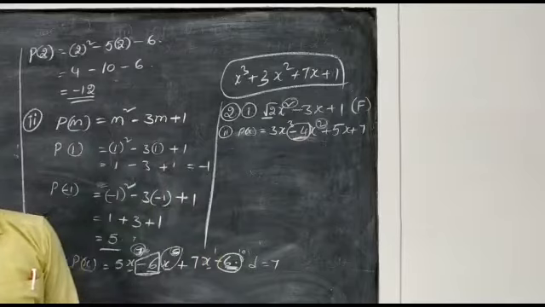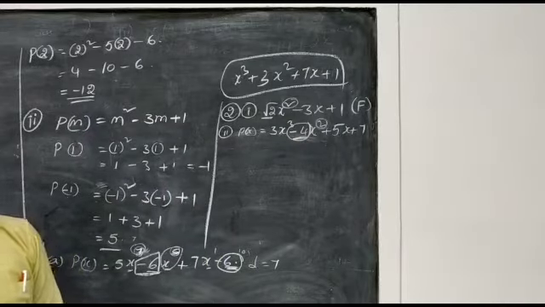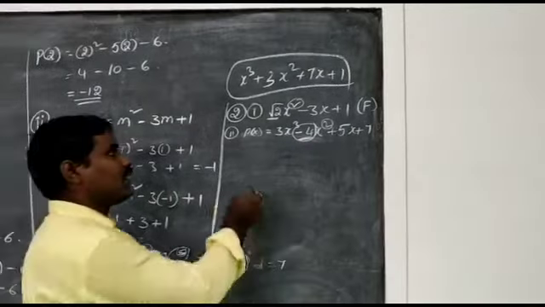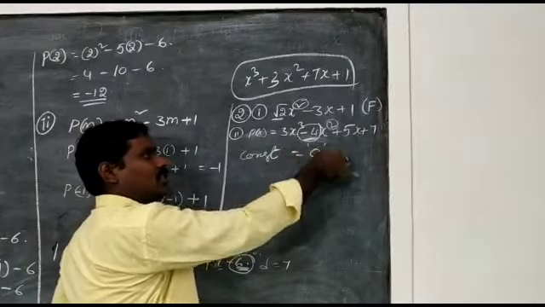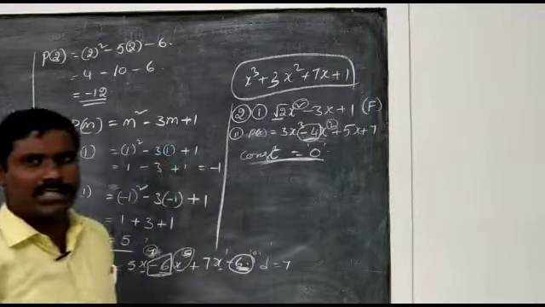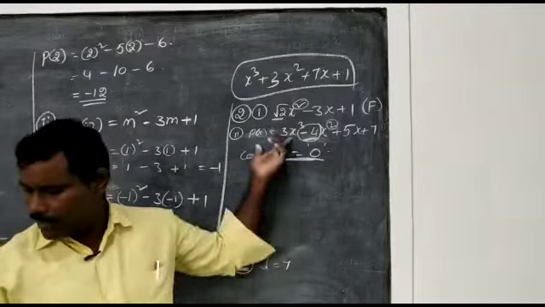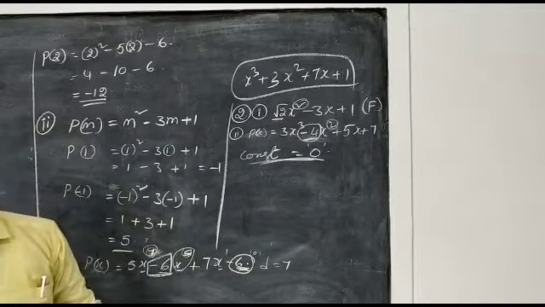Now we are going to the third one. The degree of a constant term is always 0. The degree of a constant term is 0. That means the given statement is true.